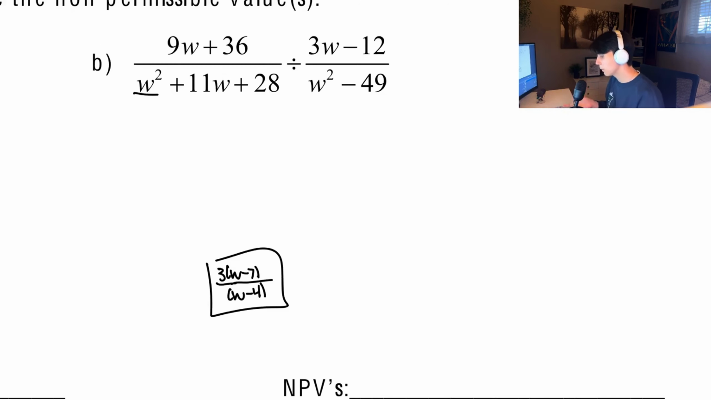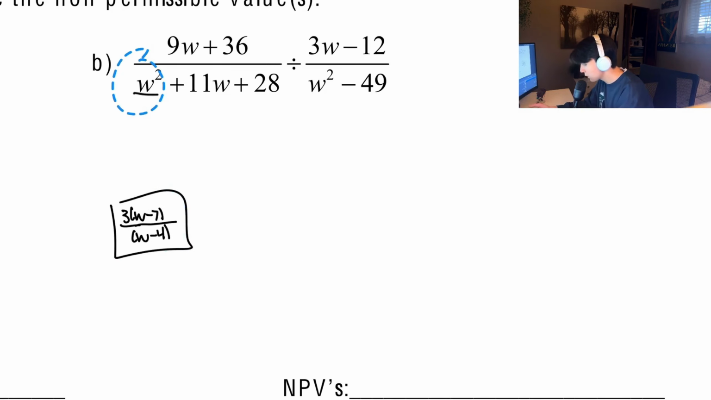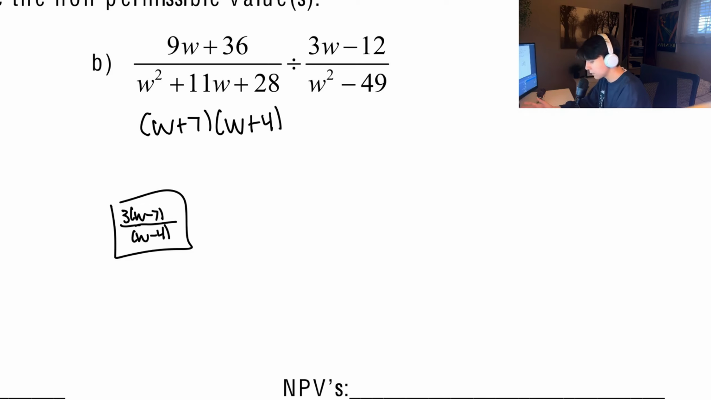All right, now when we're looking at NPVs for this, we have two terms and it can be a little confusing. So let's just take a look at this. So we have this part of our denominator of our first term, which actually stays the same the entire time. So if we remember earlier, we actually factored this down into W plus 7 and W plus 4. So since it stays the same, we can be 100% sure that this is a static NPV here.